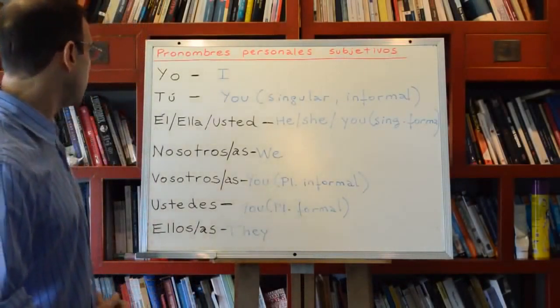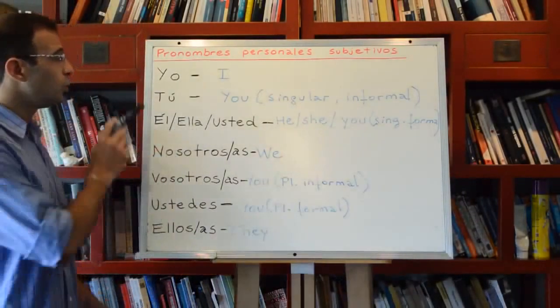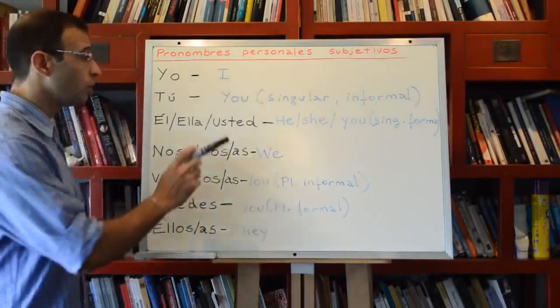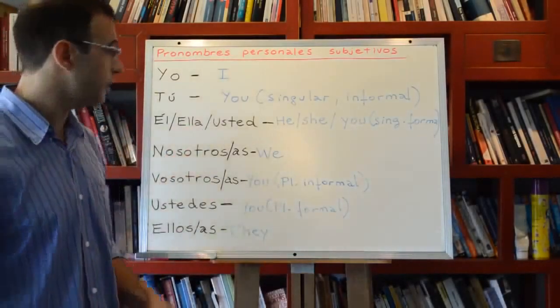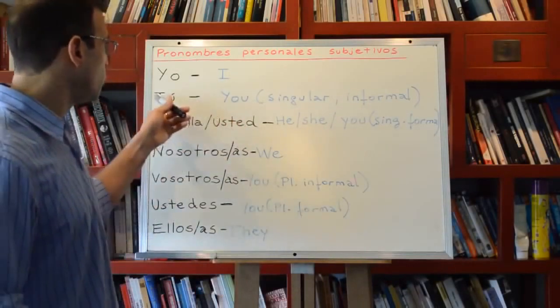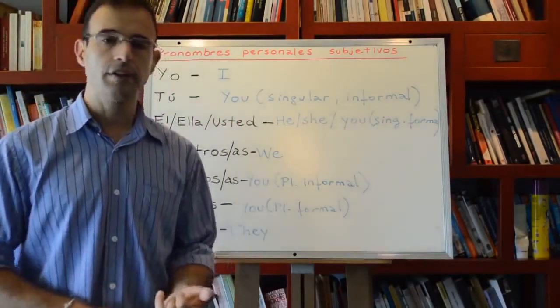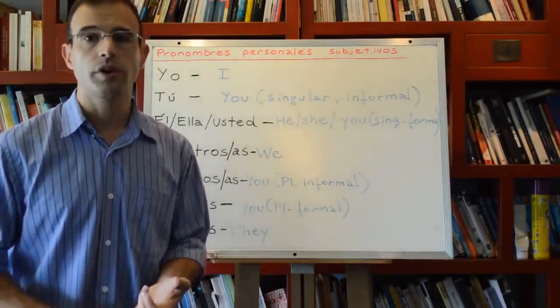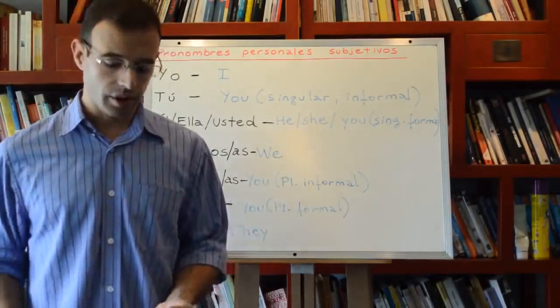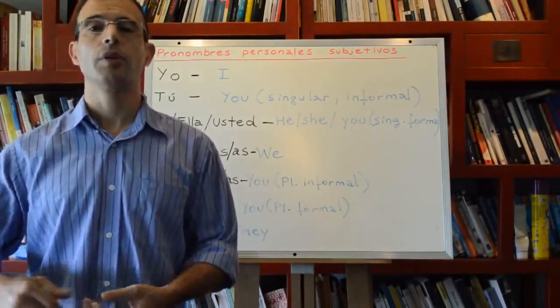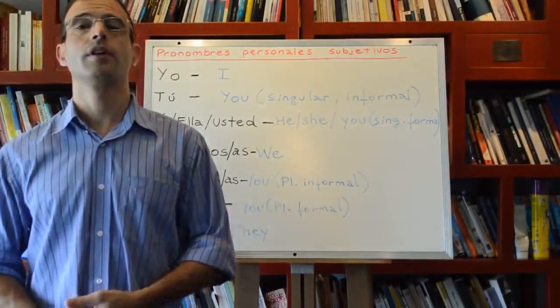Good. And when do we use tú and when do we use usted, right? So tú is informal and we would use it most of the times with friends, with co-workers that we are well acquainted with, relatives, with children, right?